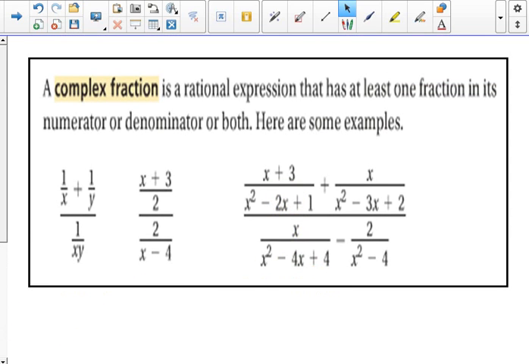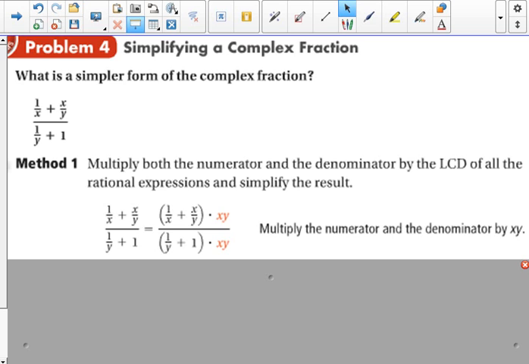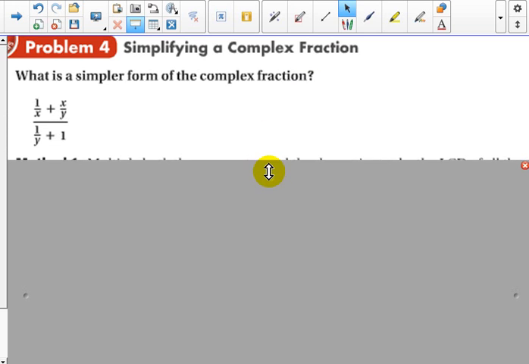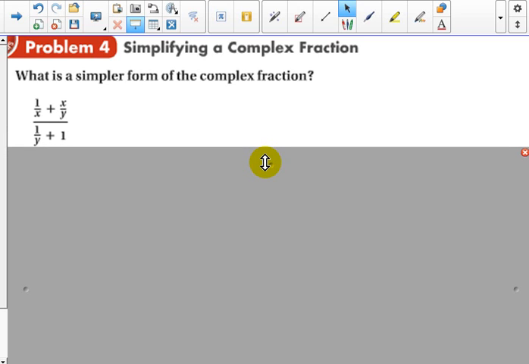Okay. So let's look at problem 4, and this is going to start the back side of our assignment 8-5. This goes with problem 10, 11, and 12. And it says, what is a simpler form of the complex fraction? So let's look at how we are going to work with these things. Well, we've got a fraction plus a fraction, pretty simple, over a fraction plus a whole number. Well, we can turn any whole number into a fraction, right? Just put it over 1. Now we've got 4 fractions, 2 on the top, 2 on the bottom.